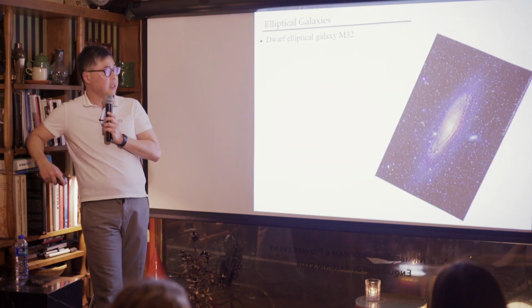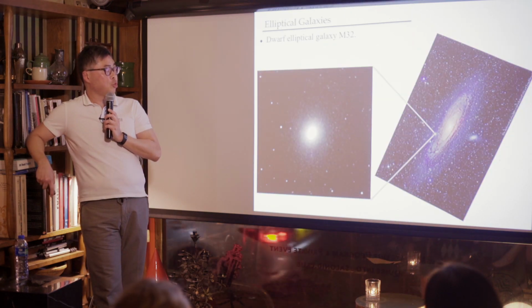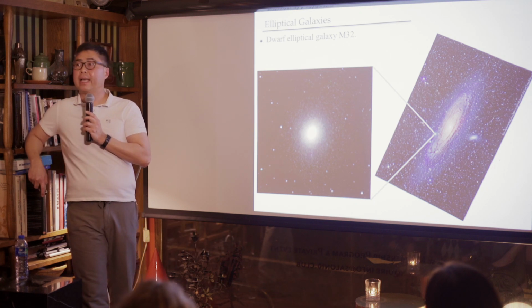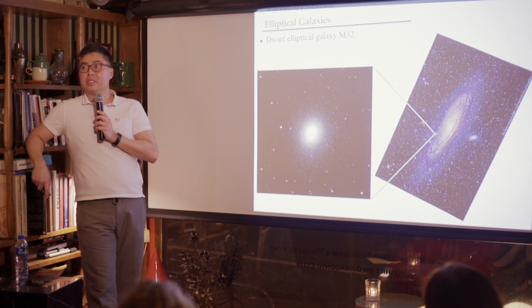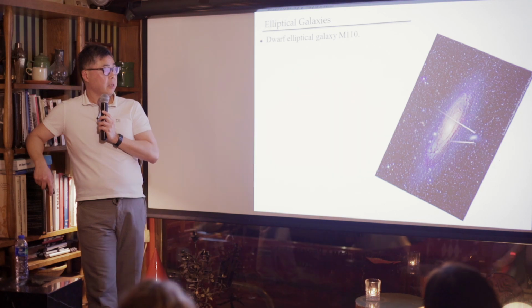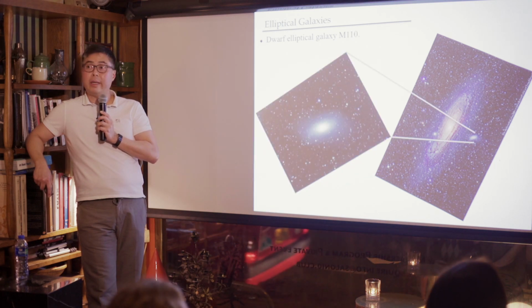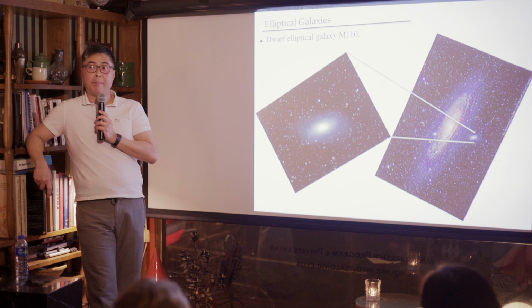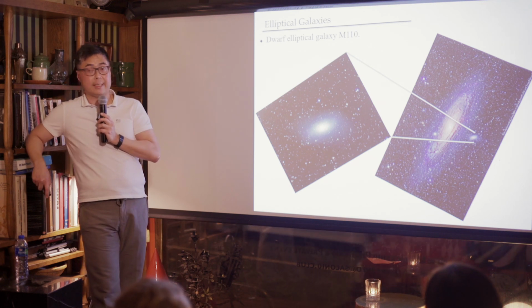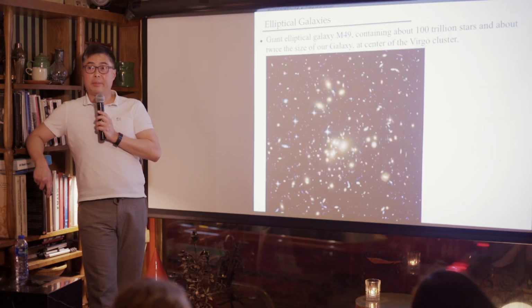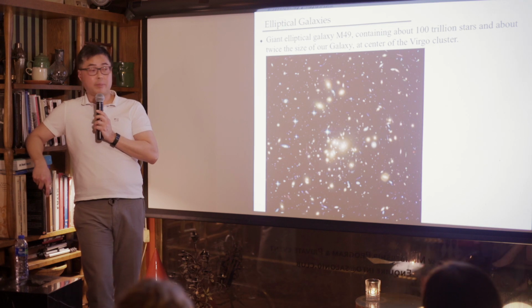So let me put it across here. This small galaxy, if I zoom up, is a small elliptical galaxy, more or less a spherical ball of stars. And here's another one. So you can see that elliptical galaxies can be much smaller than spiral galaxies. On the other hand, elliptical galaxies can also be much bigger than spiral galaxies.